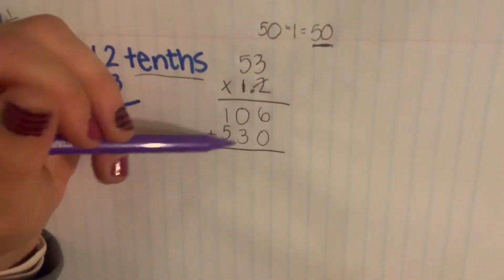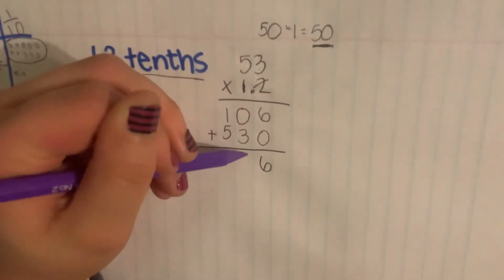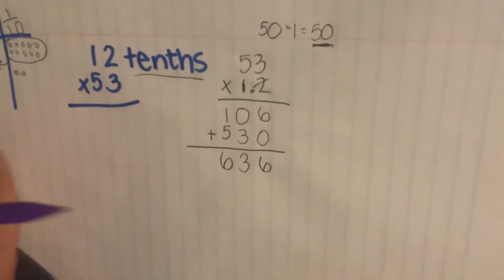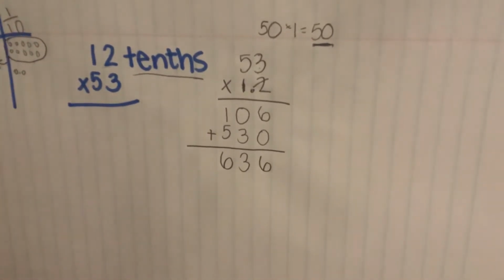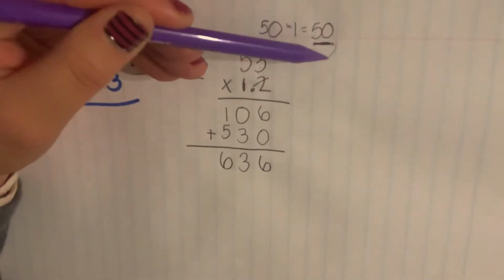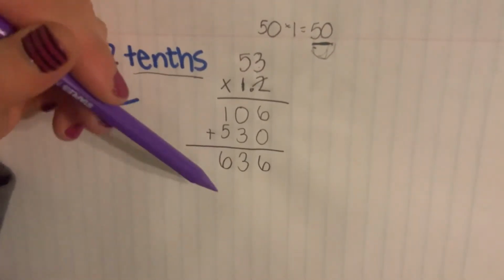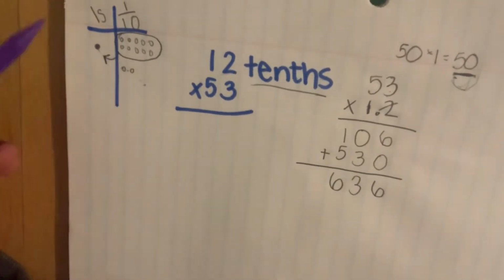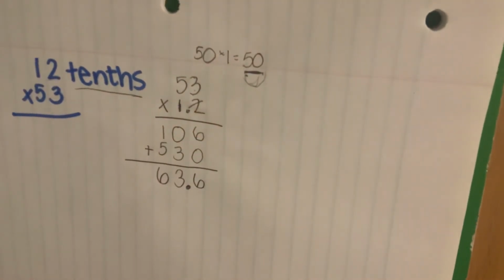We're going to add our two partial products. 6 plus 0 is 6. 0 plus 3 is 3. 1 plus 5 is 6. So your answer before you place the decimal is 636. Now, if you look at our estimate, you would see that it's going to be close to 50. Also, if you drew 636 discs in that tenths column, it would shift out to be 63 and 6.